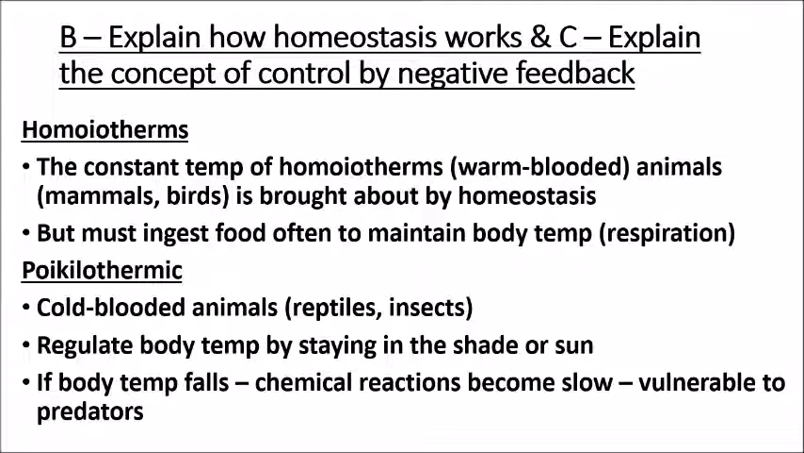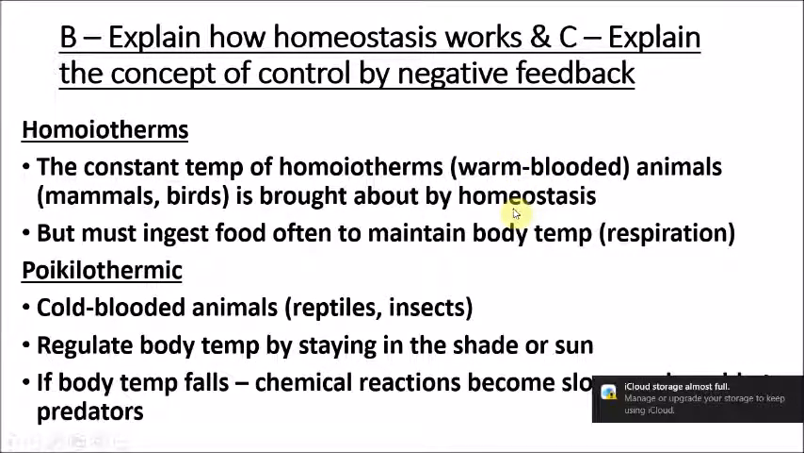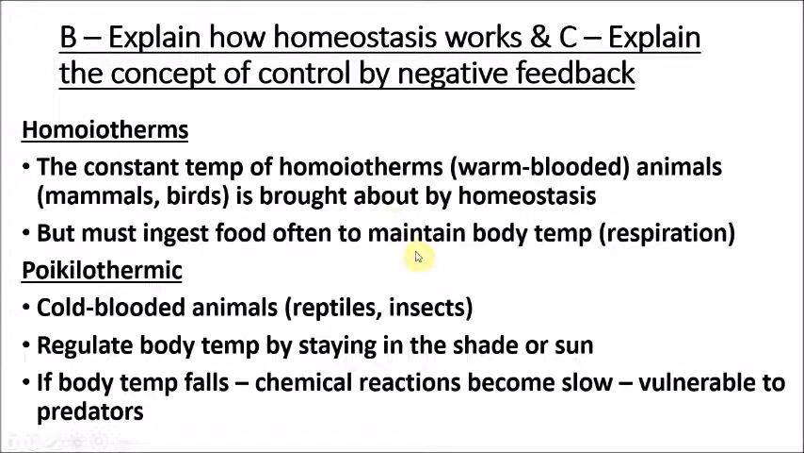Homoiotherms and poikilotherms are two different types of organisms, basically warm-blooded or cold-blooded, as it says here. Now, your warm-blooded animals use a process called homeostasis to regulate their body temperature, and we'll talk about that later. But because of that, we mammals, birds, need to ingest food to maintain the body temperature, because when we ingest food, we absorb chemicals and we can break them down to make energy during respiration. That energy can be used to keep the body warm.